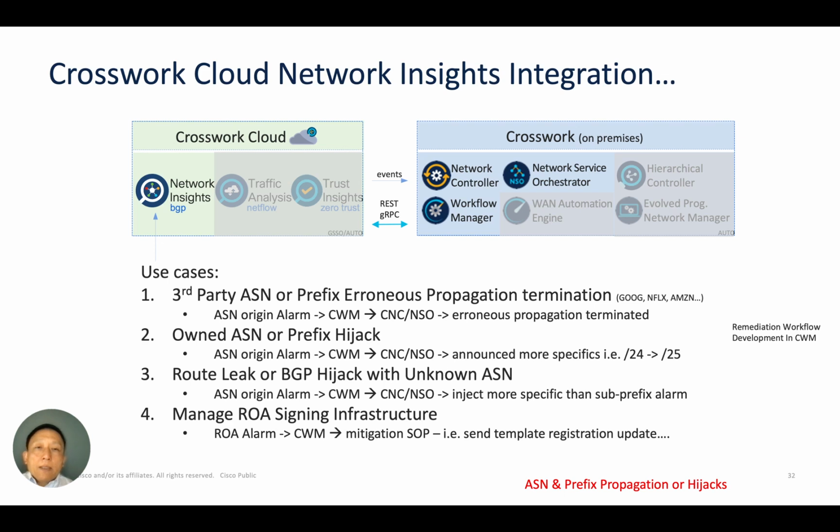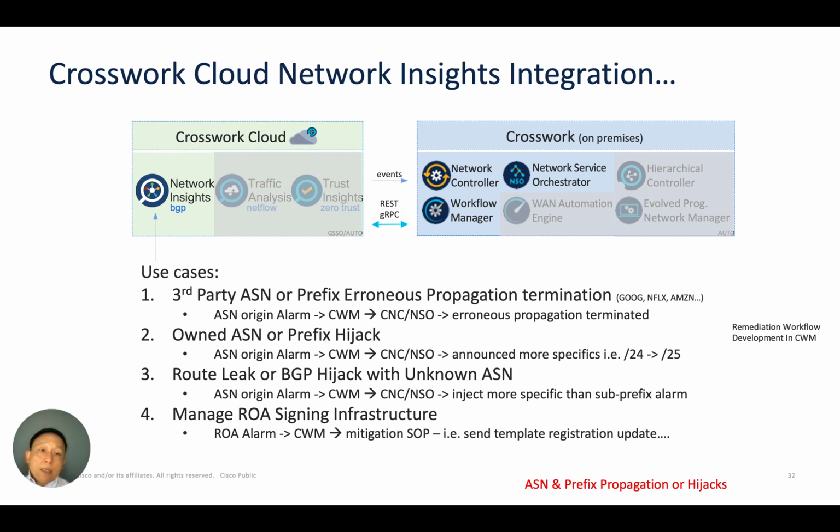So, Crosswork Cloud Network Insights. How does it work with Crosswork on-prem? In this particular case, through the notification events and also REST and gRPC APIs, we work with Crosswork Network Controller, Crosswork NSO, the network service orchestrator, and also CWM, Crosswork Workflow Manager. We have four sample use cases. I think we also have some teams that can build sample code to make this happen.